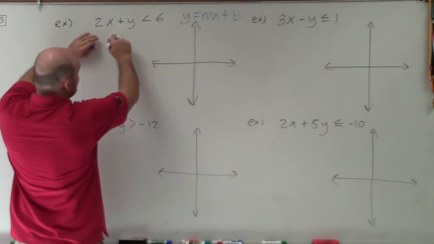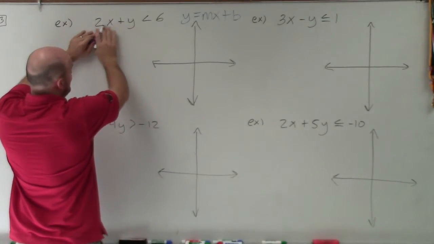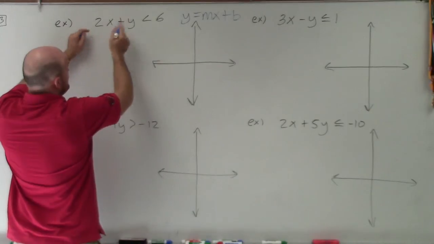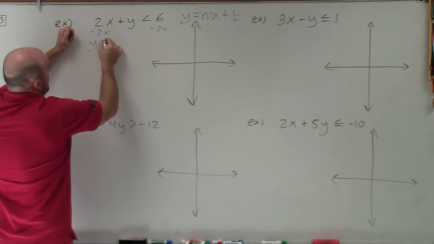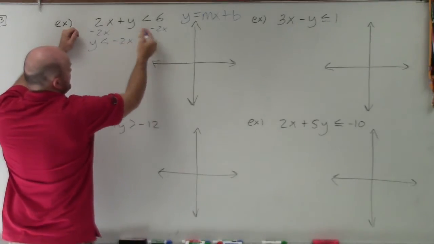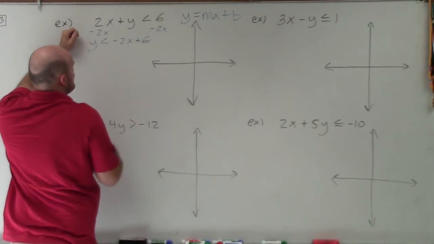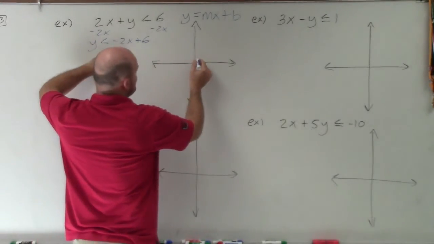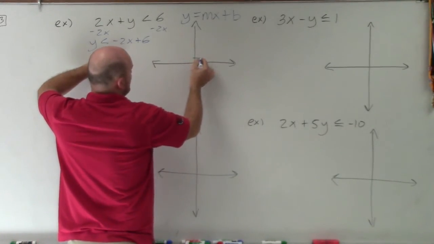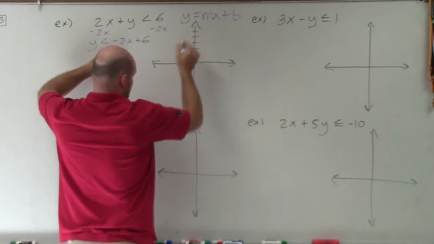If I wanted to solve for y here, you see I'm adding a 2x, because that's a positive 2x. So the first thing we're going to do is subtract 2x on both sides. So I have y is less than negative 2x. I'm going to write the negative 2x in front of the positive 6. Now you can see my y-intercept is at positive 6. So I go on the y-axis up 6: 1, 2, 3, 4, 5, 6.